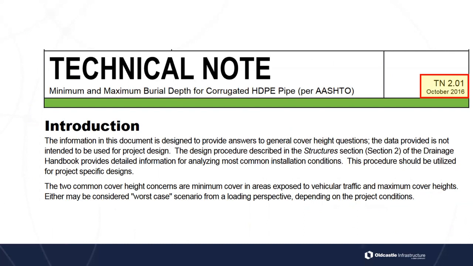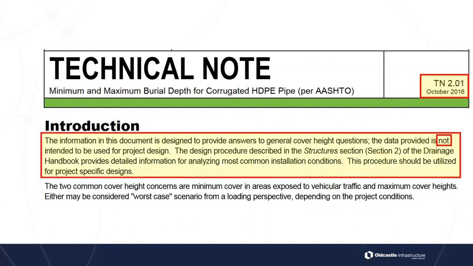Okay. So what I want to point out on this technical note 2.01, it's pretty interesting to me. It says the information in this document is designed to provide answers to general cover height questions. Now, if I'm the design engineer and I'm looking at these fill height tables, I might make the mistake and assume that those fill height tables are intended to be used for design. However, the rest of that sentence explains that that is not the case. The data provided is not, I repeat, is not intended to be used for project design.